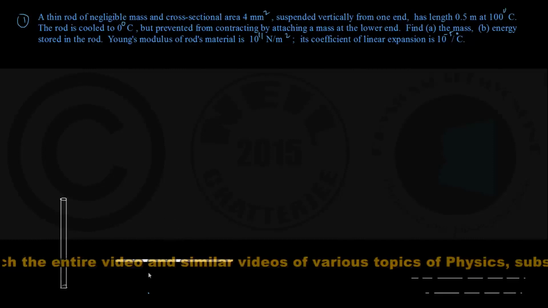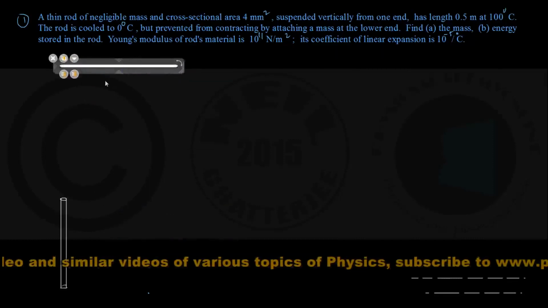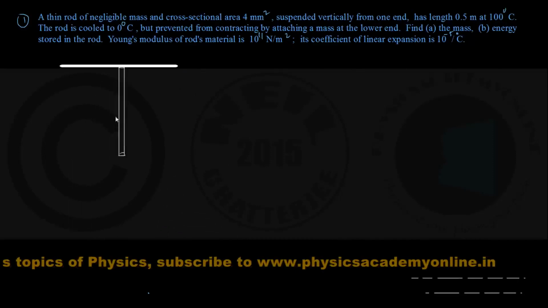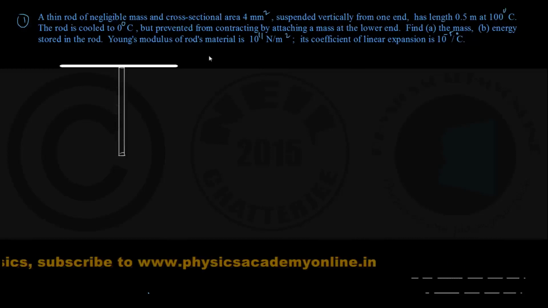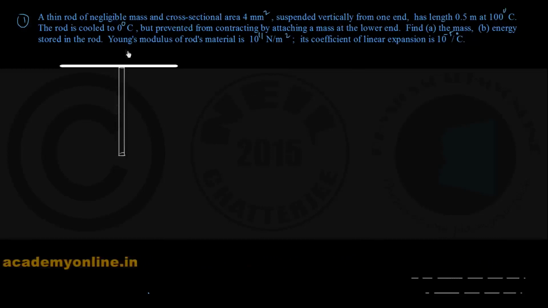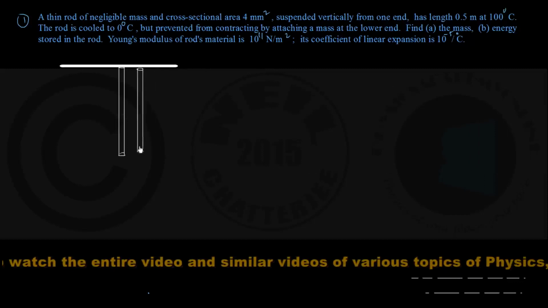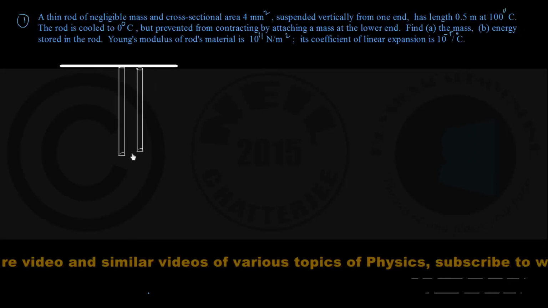This is a ceiling shown, and from here a thin rod of negligible mass is suspended. The original situation where the length of the rod was given to be L. I'll write down the data also in a short time. But first of all, let's understand, as the rod is cooled from 100 degrees Celsius to 0 degrees Celsius, according to the principle of thermal expansion and contraction, the length of the rod should decrease, and the situation should be something like this, where I am showing a tiny decrease in the length of the rod.